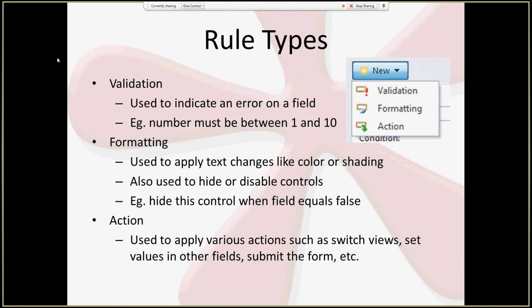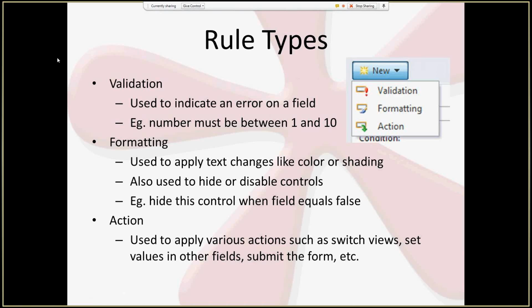There's the formatting rule. A formatting rule lets you apply any text formatting to it, any changes like font, color, shading, bold, italics, that sort of thing. You can also use formatting rules to hide or disable controls. And in fact, I would say that maybe 95, 99%, maybe even, of formatting rules are actually used to hide. Hiding is probably one of the most useful rules that you can do. So you can hide a control, say if it's a section or a text box, when a particular field on the form is equal to false.